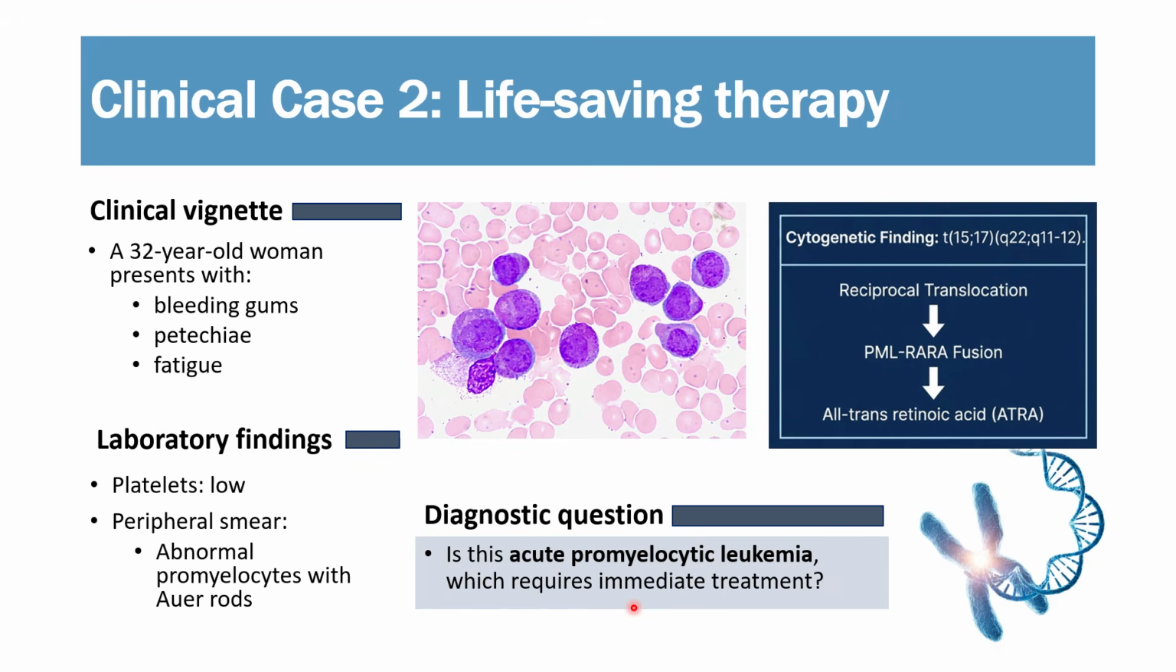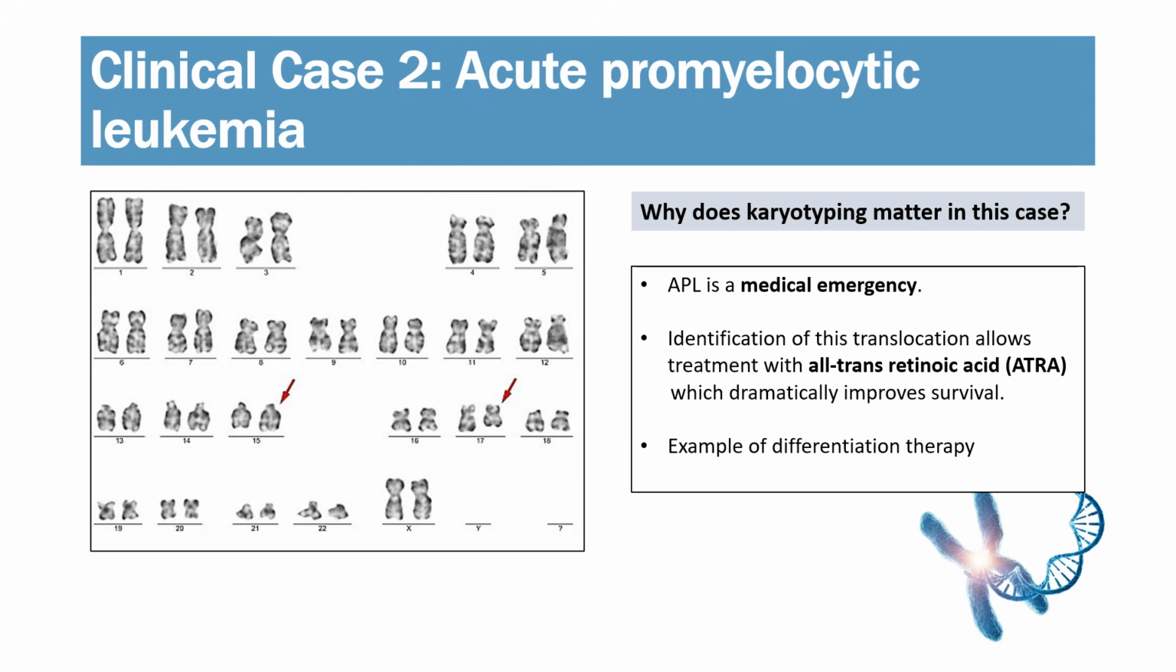So here, for confirmation, we are looking at a translocation between chromosome 15 and 17 to see for the PML-RARA fusion. Now here, in case there is a fusion between PML and RARA, you have a specific treatment which is the all-trans retinoic acid, and this is a life-saving therapy. Now, karyotyping matters in this case.